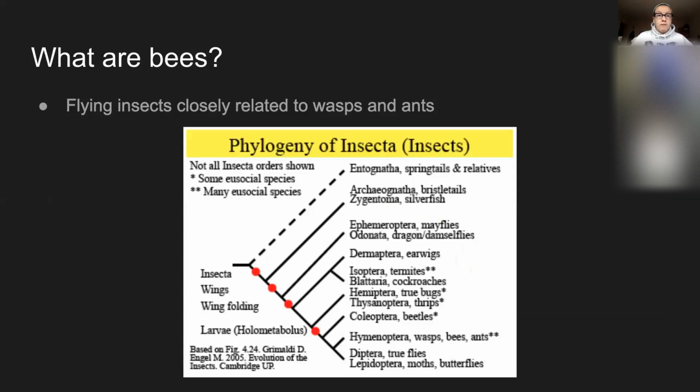So bees are flying insects, and they're really closely related to wasps, which makes sense, right? They seem similar, but they're also really closely related to ants. And if you remember before when we talked about evolution, I showed you some of those kind of family trees of different animals. And this family tree for bees shows that insects kind of diverged and they started to have wings, and then the wings folded, and then they started to produce larvae. And then if you get really kind of far along down this progression, you start to get to the Hymenoptera, which are wasps, bees, and ants. And many of those are eusocial, which we will talk about as well.